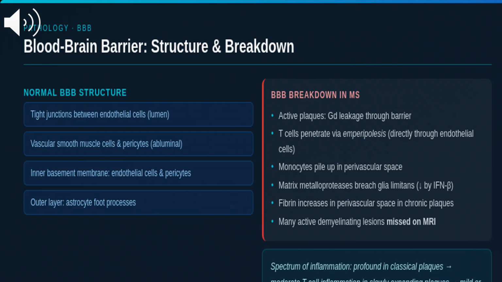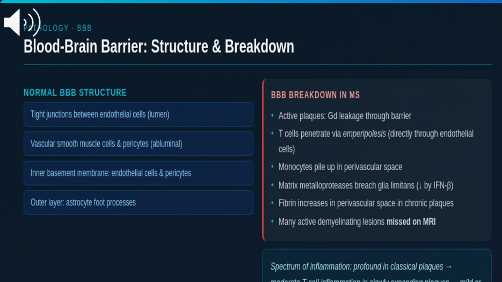The blood-brain barrier is the fortress that the immune system must breach to form MS plaques, and understanding its architecture explains both how it fails and how our therapies interrupt that failure. Structurally, the BBB consists of specialized endothelial cells connected by tight junctions, molecular locks that normally prevent paracellular transit of immune cells and large molecules.